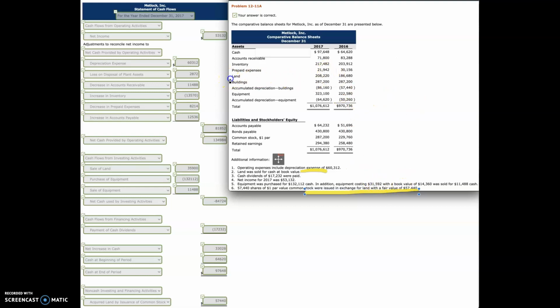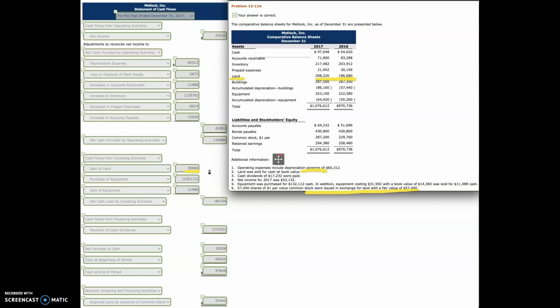Here's our land right here. And then we're going to subtract the difference there. You're going to subtract the difference from this 57,000 that I have, and that's going to give you that 35,000. Your number is going to be different, but that's how you figure it out. Okay.